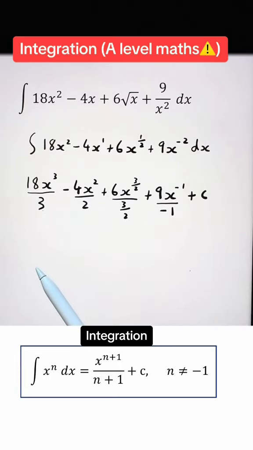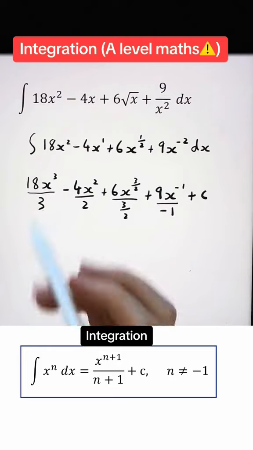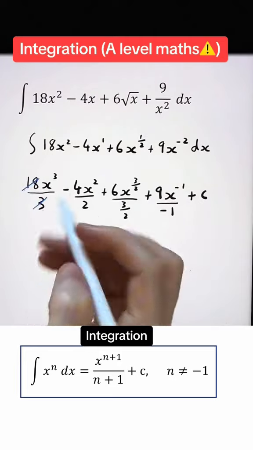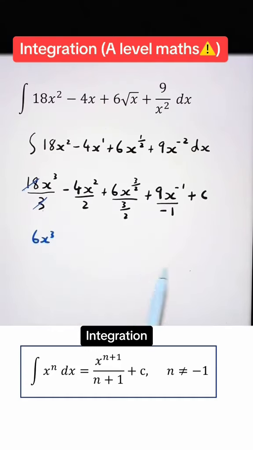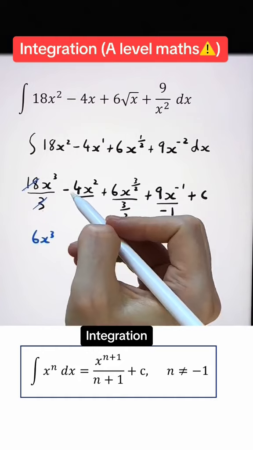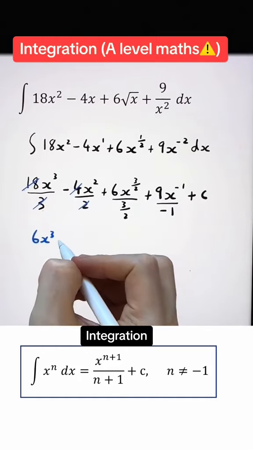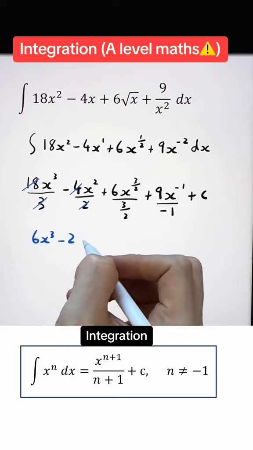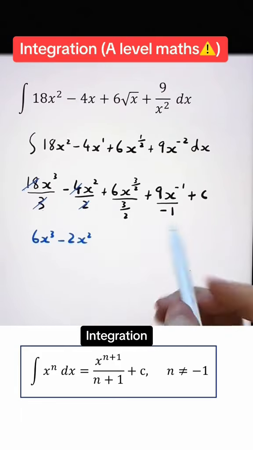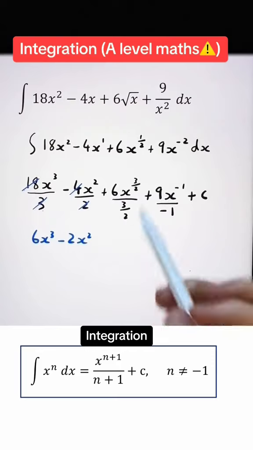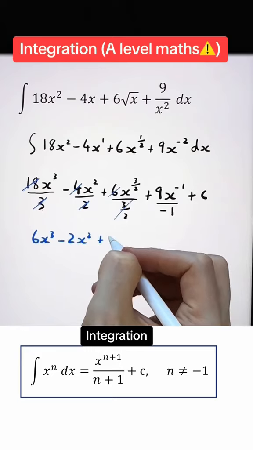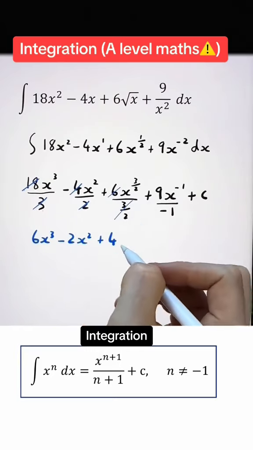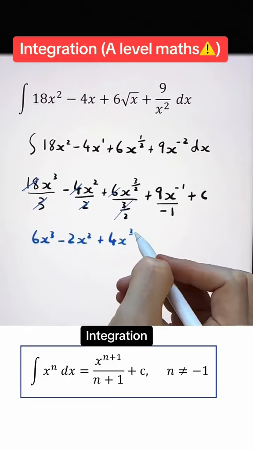Simplifying each of my terms separately where possible, I know 18 divided by 3 will give us 6, hence I've got 6 lots of x cubed. Looking at my next term, negative 4 divided by 2 simplifies to give us negative 2 lots of x squared. I know 6 divided by 3 over 2 will simplify to give us 4, and that's 4 lots of x to the power 3 over 2.